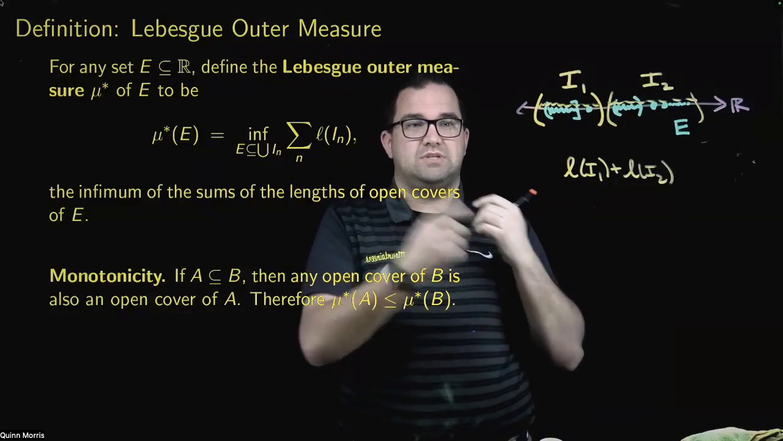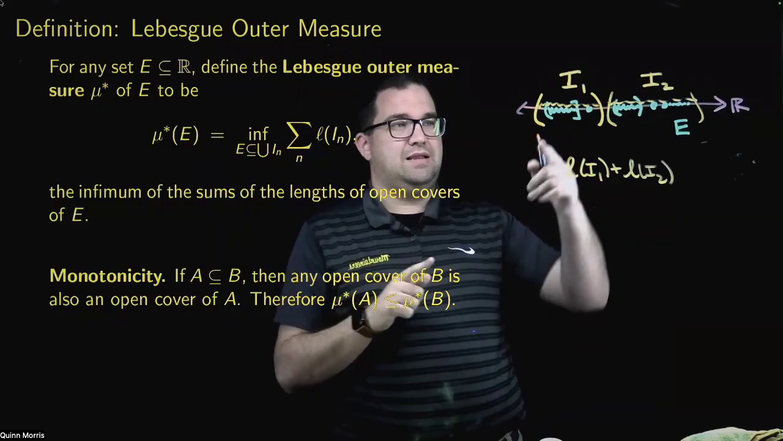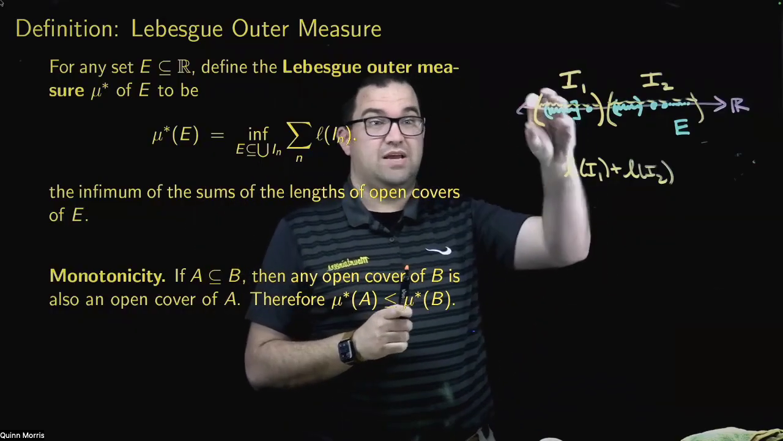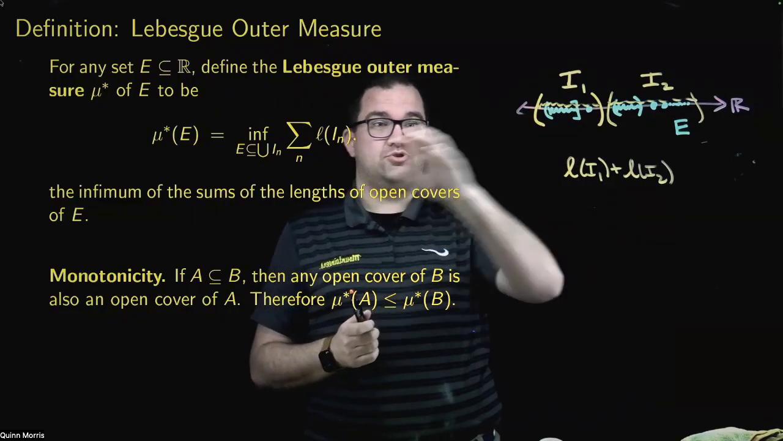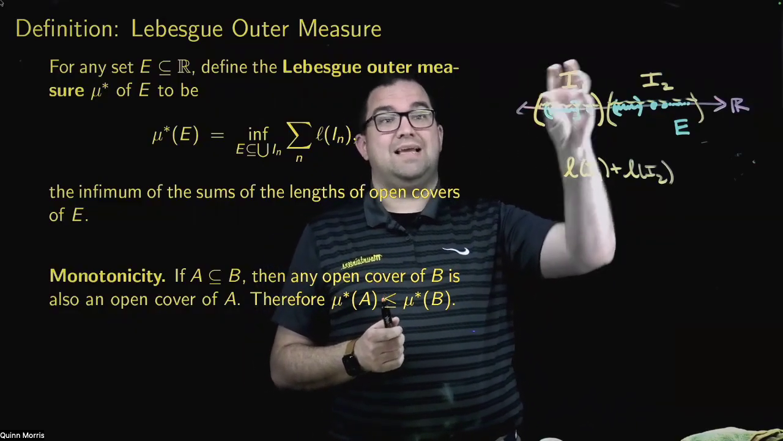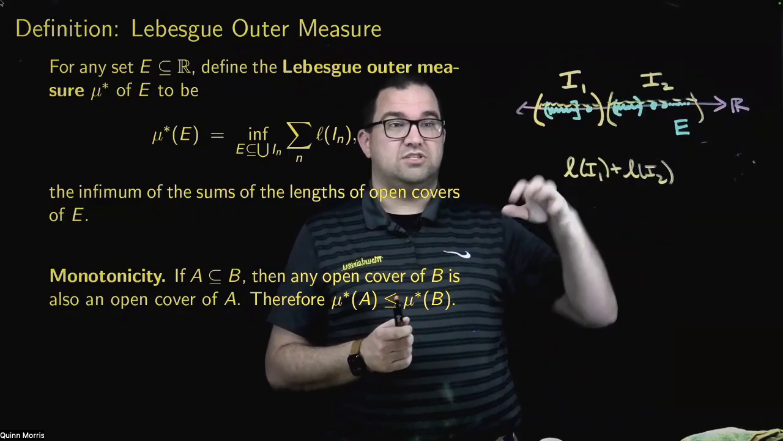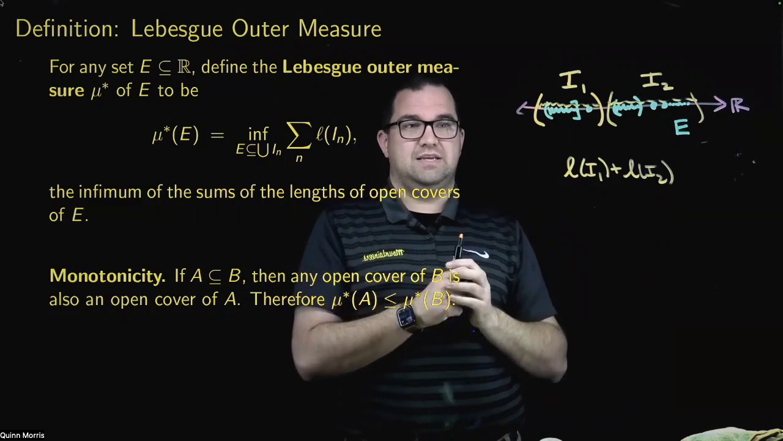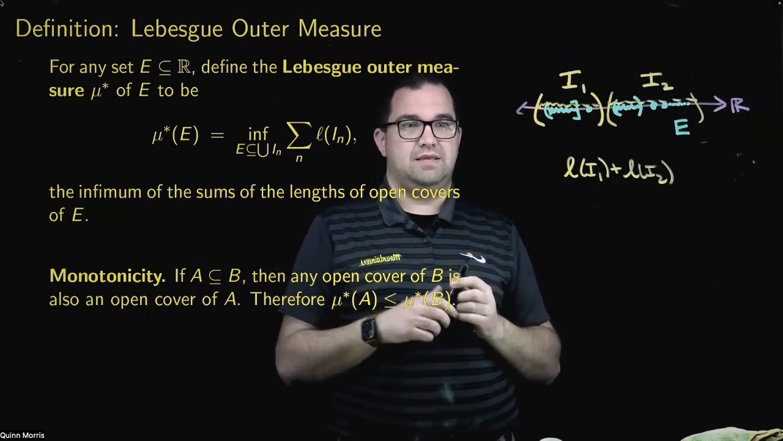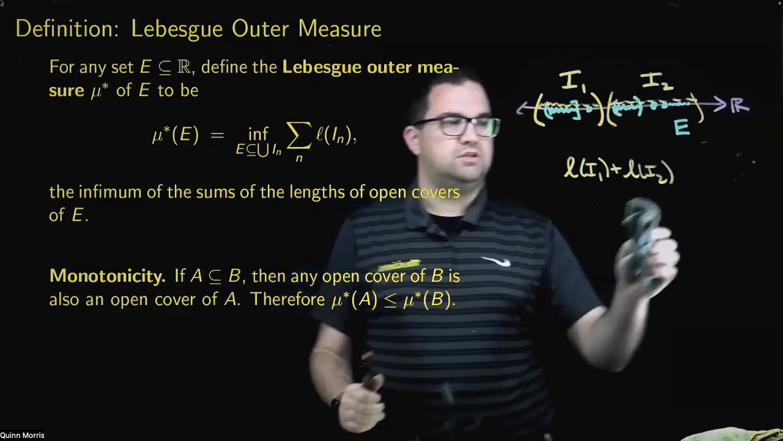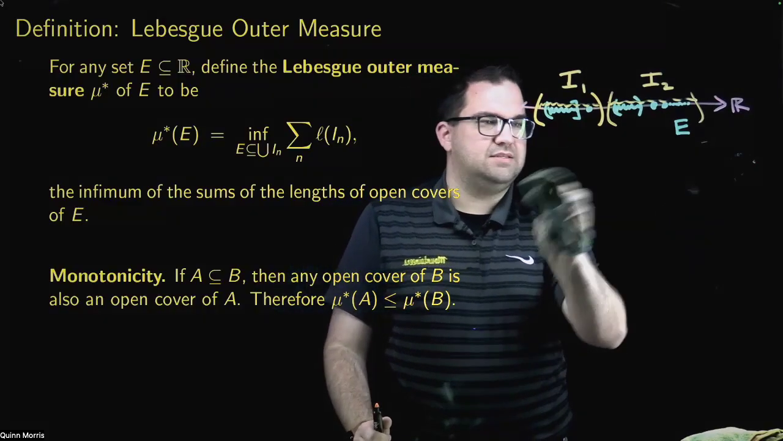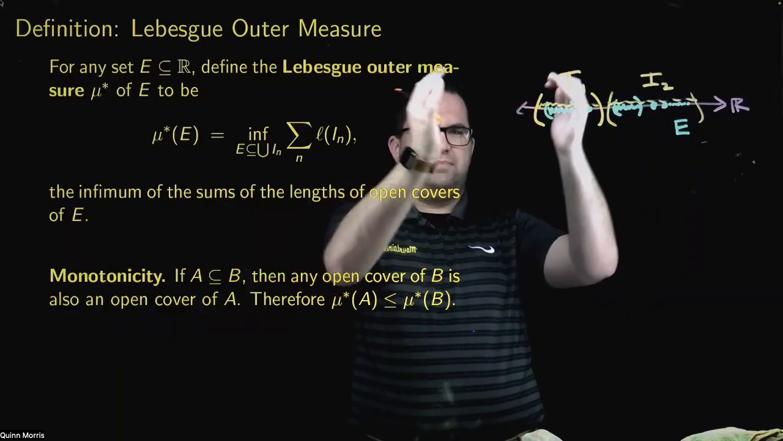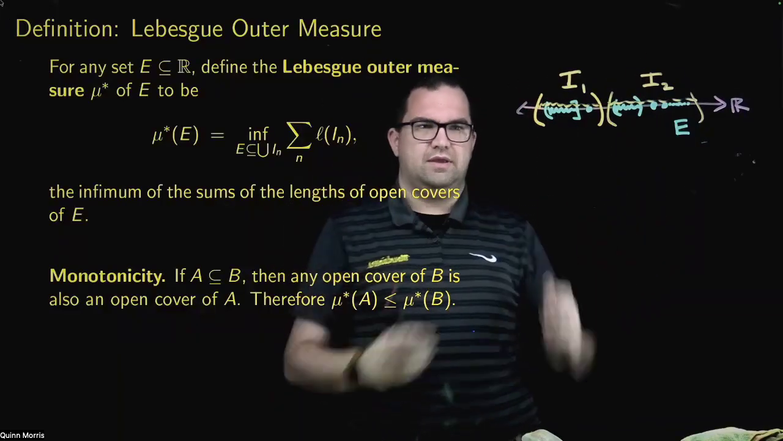Now, of course, it's an infimum, so that doesn't mean that our outer measure is actually realized. The outer measure may never be realized by taking a particular open cover and summing all of its lengths. But the greatest lower bound of all of those things is what turns out to be the outer measure. So one way to think about why it's called an outer measure is that you're measuring the set from the outside, covering it up with things.